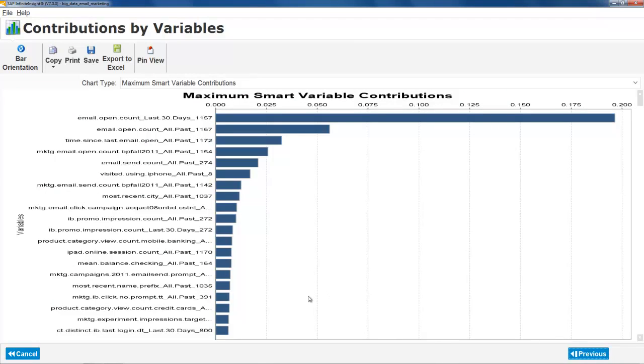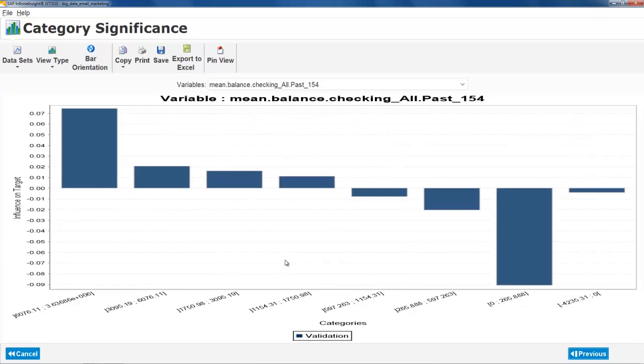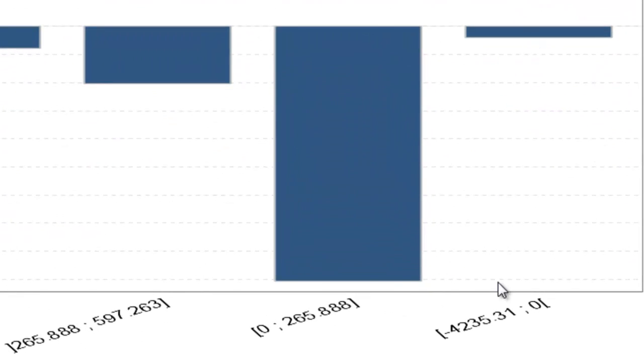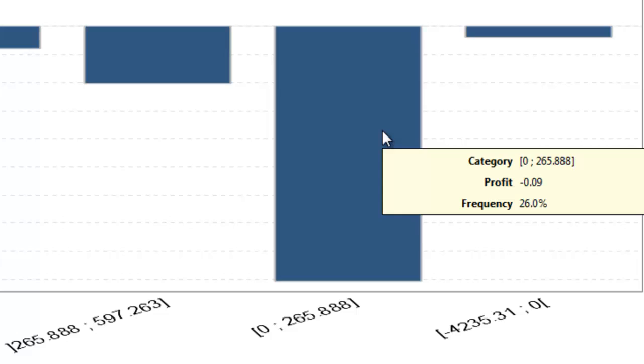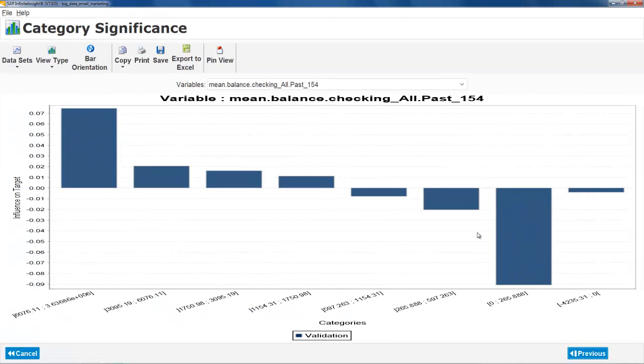Finally, another last interesting one is the balance checking here. Remember, it's an online bank, so this is telling us, in this case, that these guys are not so likely to open that email, and this is because they have a negative or even low balance in checking.